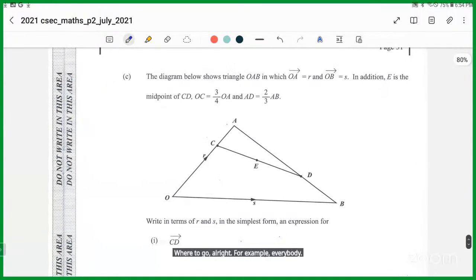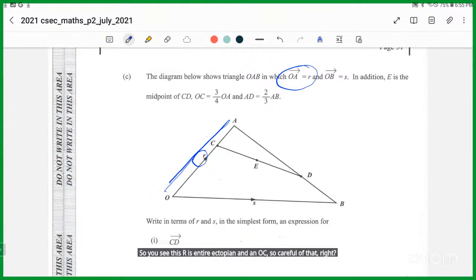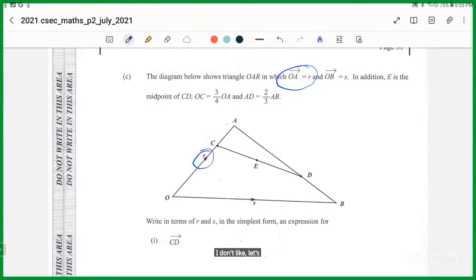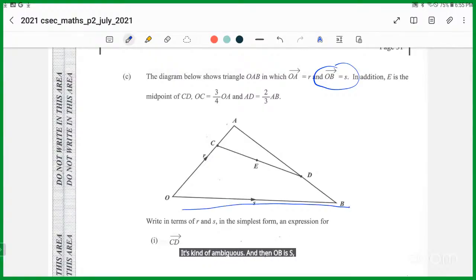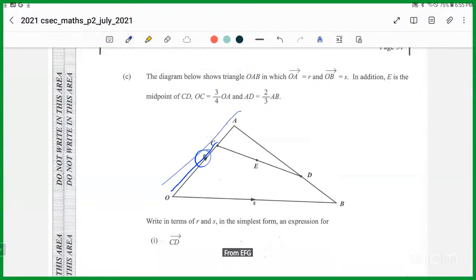This question says the diagram below shows triangle OAB in which OA is a vector R. So you see this R is the entire vector up here and not OC. So be careful of that, right? The entire thing. I don't like that I put the R right here in this diagram. It's kind of ambiguous. And then OB is S. All of this vector is S. If I'm in the exam, I'm going to make a note that this is not from here to here. It's the entire thing, right?